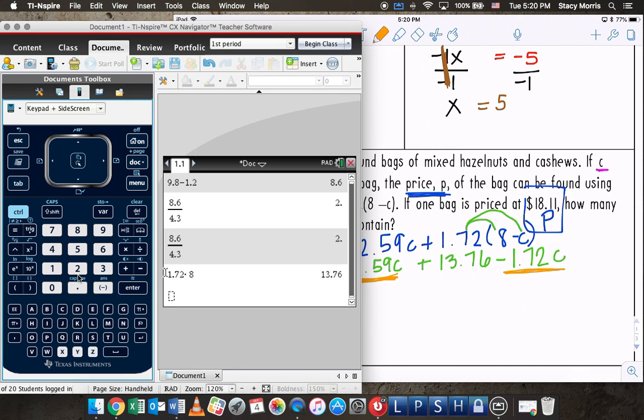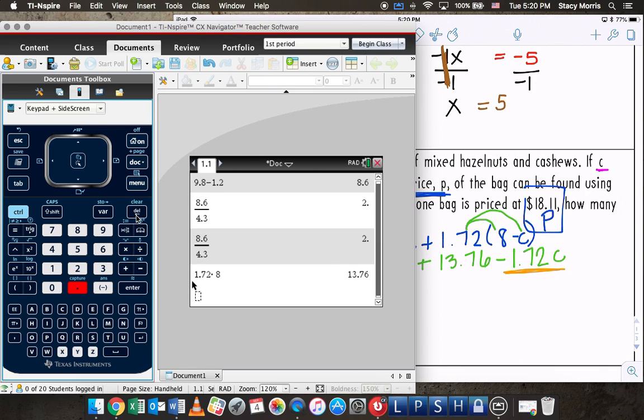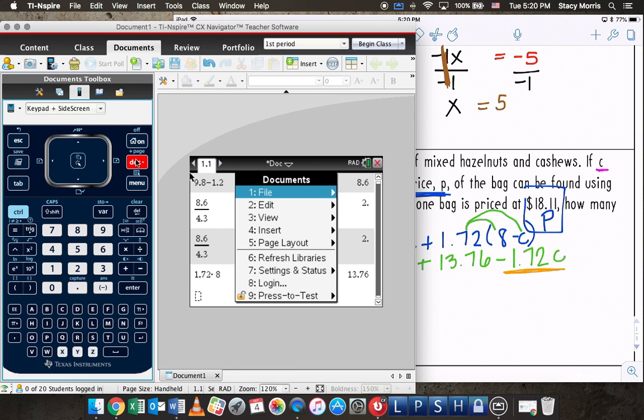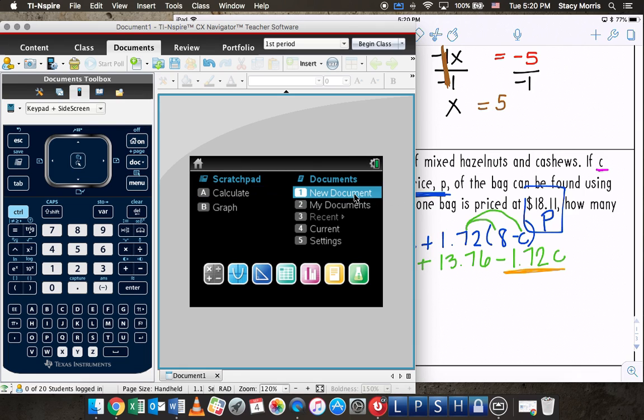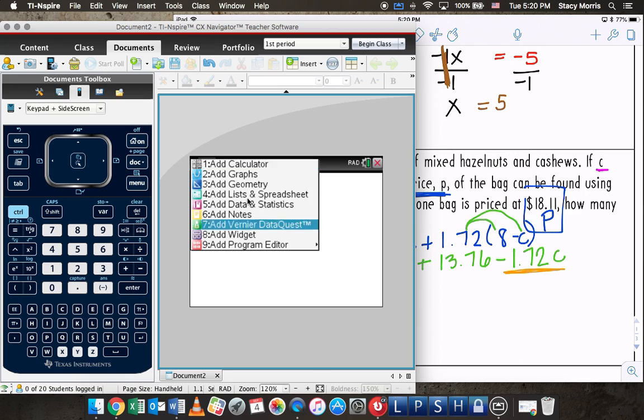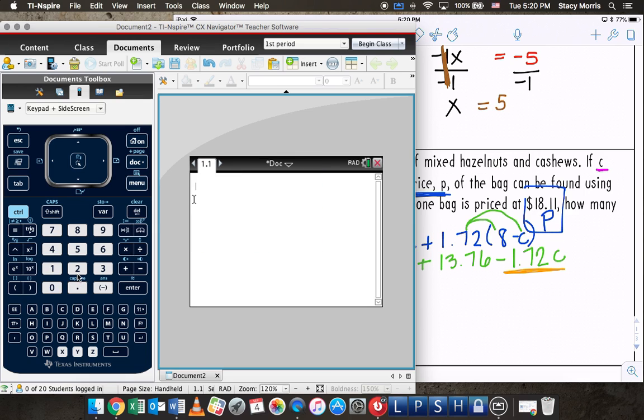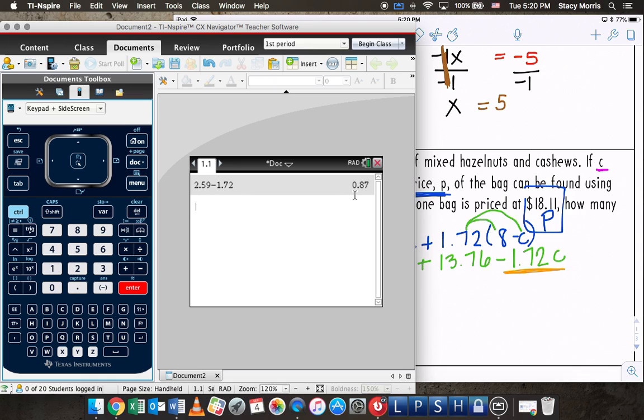So on my calculator, let's see, this is not working. Let me delete that. 2.59 doesn't seem to be working. So let me try a new document. Okay. One more time. 2.59 minus 1.72 is going to be 0.87, so basically 87 cents.